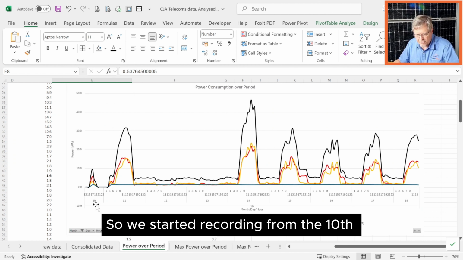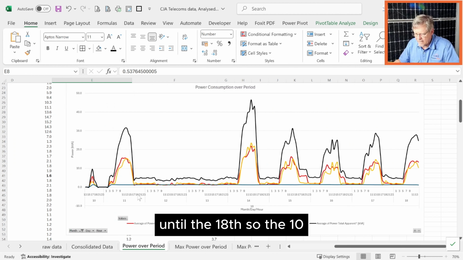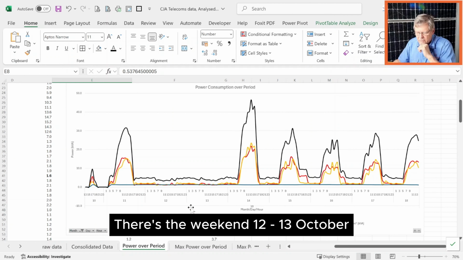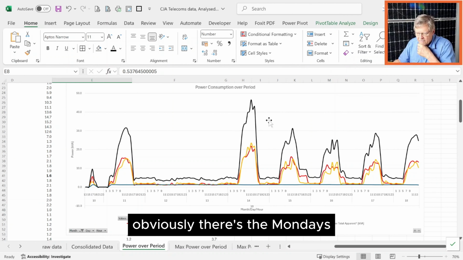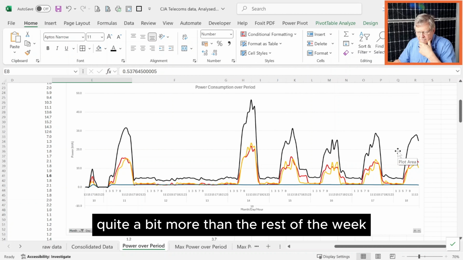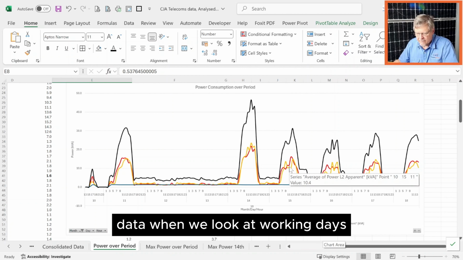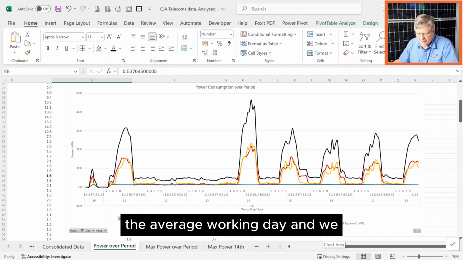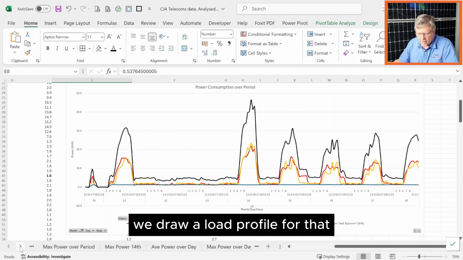But this information starts speaking to us. So we started recording from the 10th until the 18th. So the 10th and the 18th are not full days. There's the weekend, 12, 13 October. Those were Saturday and Sunday, obviously. There's the Monday. As you can see, the Monday consumption was quite a bit more than the rest of the week. So what we do then is we filter that data, only look at working days, and then we take the average of the average working day, and we draw a load profile for that.